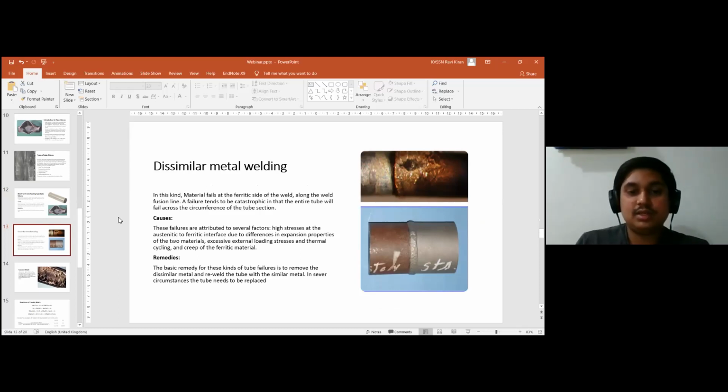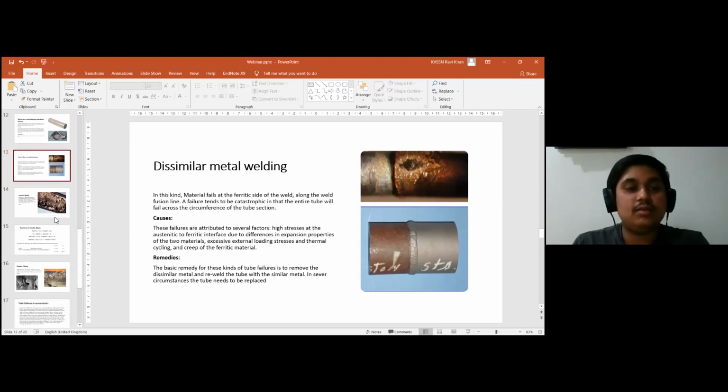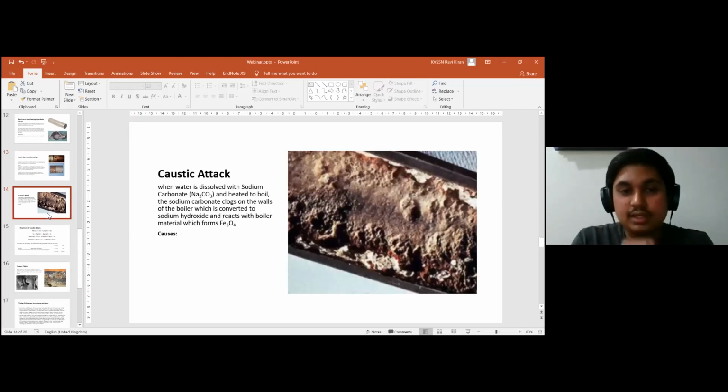This is because these tubes sometimes have to go through a large amount of stresses, because of which these failures generally occur. And it is better to avoid these kinds of welding techniques that could result in these disasters.